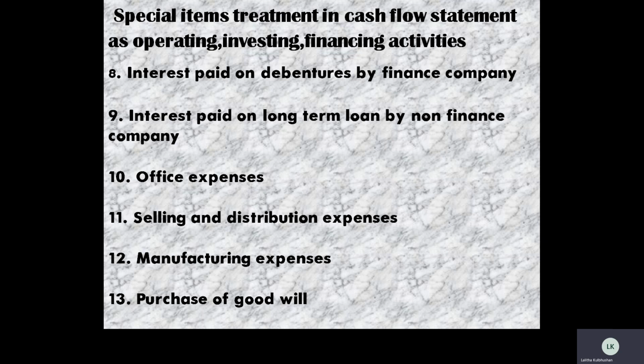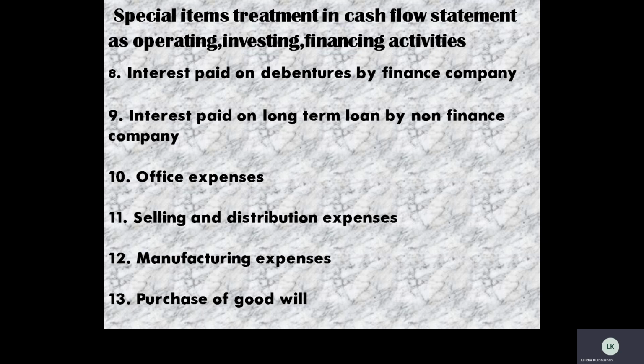When we talk about office expenses, selling and distribution expenses, manufacturing expenses, it is clearly evident that they are basically related to the core nature of the business, or they are the basic revenue producing activities. Hence, office expenses and selling and distribution expenses are operating activities for any type of company.